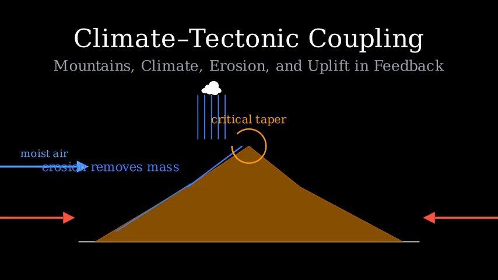In a critical wedge orogenic belt, the wedge tends toward a special surface taper that is just on the verge of failure. If erosion thins the wedge, internal stresses readjust, and faults can slip to regain the critical taper.